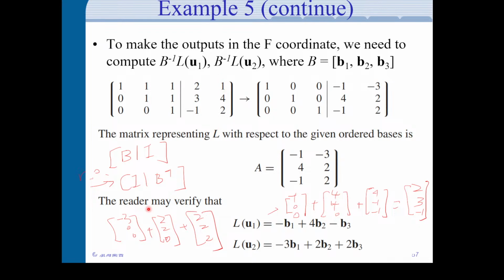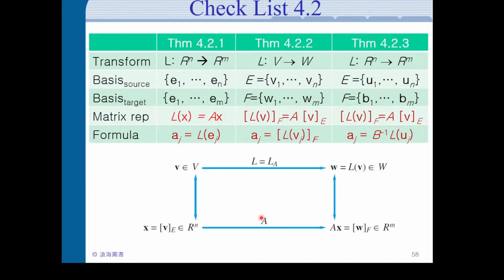it should become L of U2 equal to this. So minus 3 plus 2 plus 2 equal to 1, 2 plus 2 equal to 4, and 2 equal to 2, etc. And yeah, you can also check this L of U1 works out. Okay. And yeah, so that's the end of 4.2.